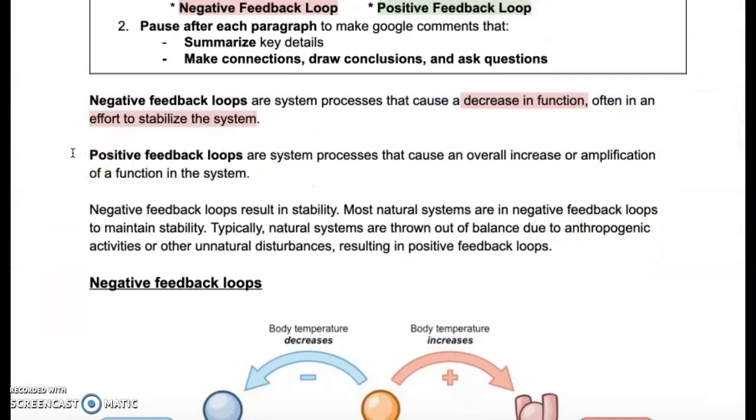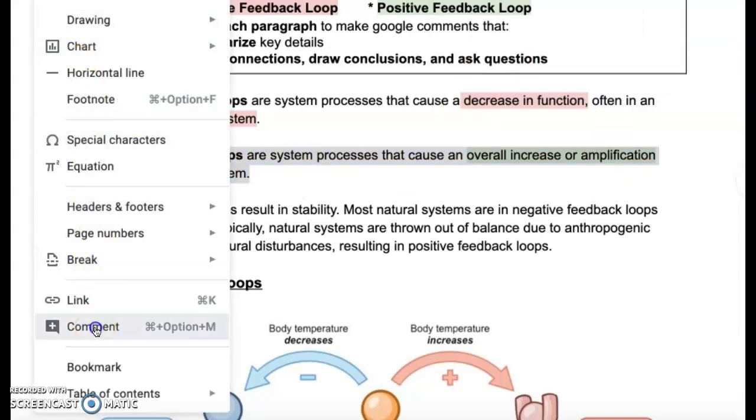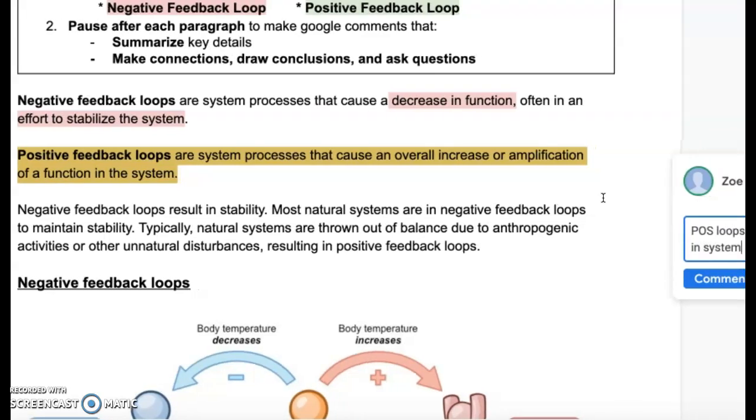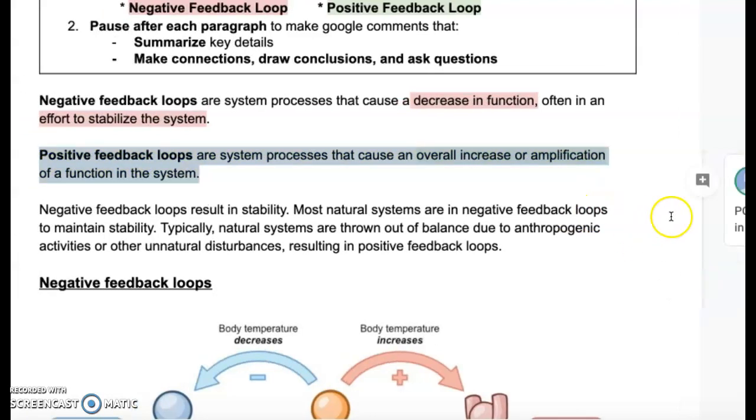Here we go. Positive feedback loops are system processes that cause an overall increase or amplification of a function of a system. So I know whatever's happening, I'm going to make my comment, insert comment, positive loops, positive loops cause function to increase in system. Right, so I know that's worked for me.